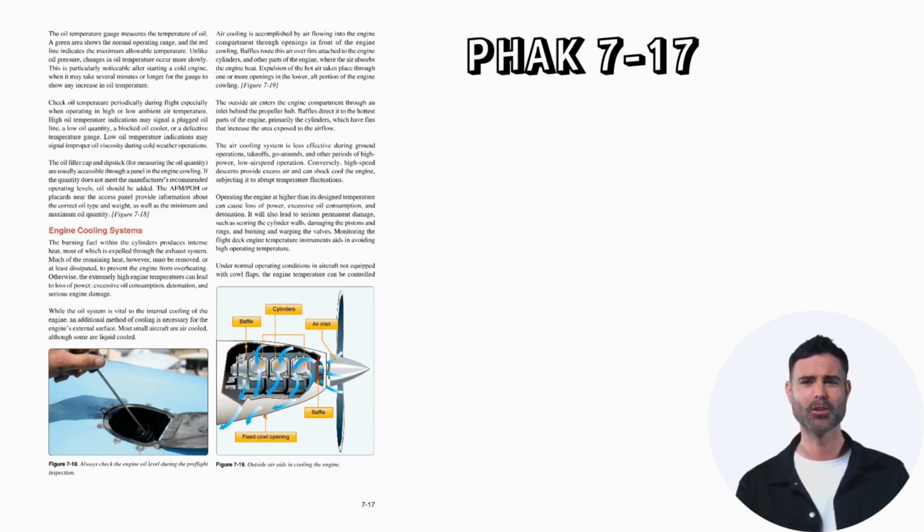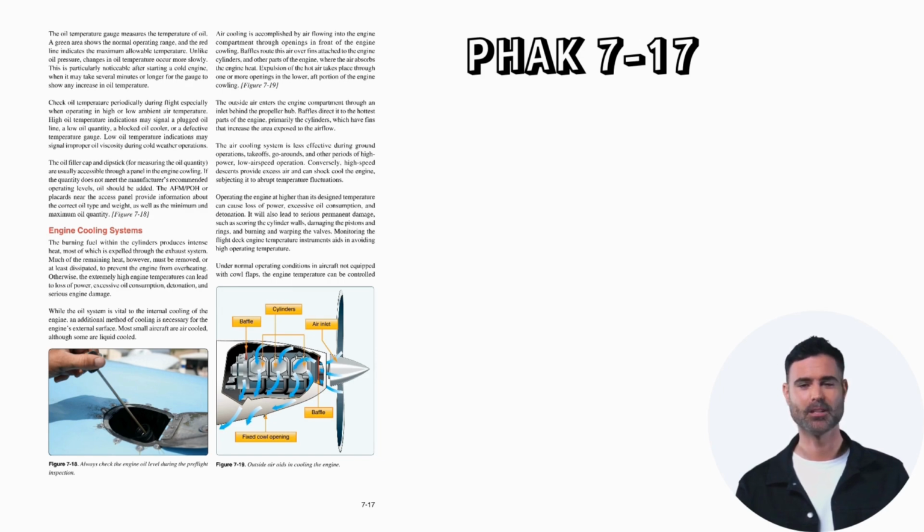high-power, low airspeed operation. Conversely, high-speed descents provide excess air and can shock cool the engine, subjecting it to abrupt temperature fluctuations. Operating the engine at higher than its designed temperature can cause loss of power, excessive oil consumption, and detonation. It will also lead to serious permanent damage, such as scoring the cylinder walls, damaging the pistons and rings, and burning and warping the valves.